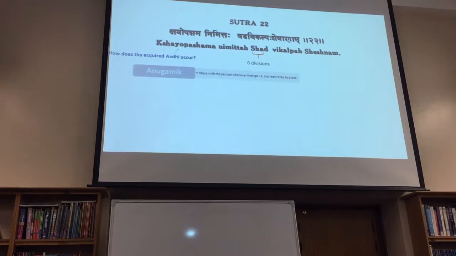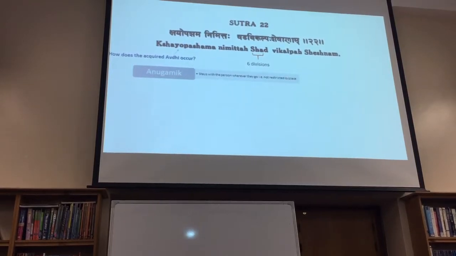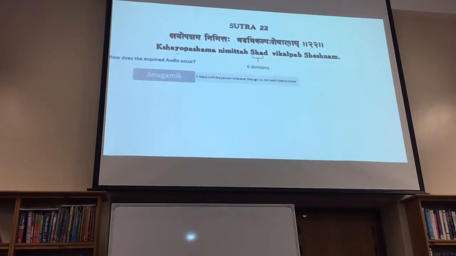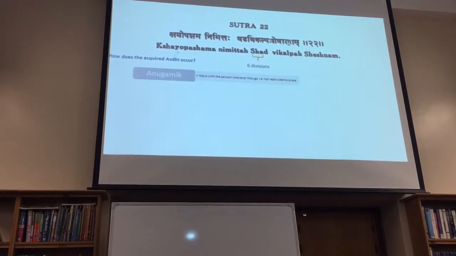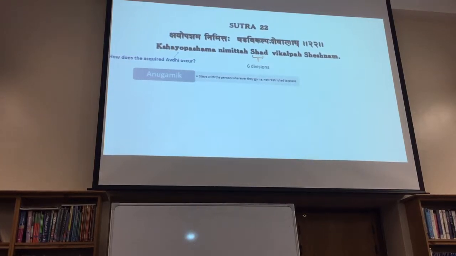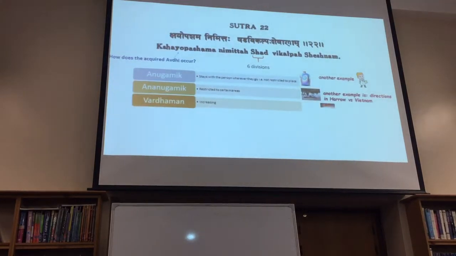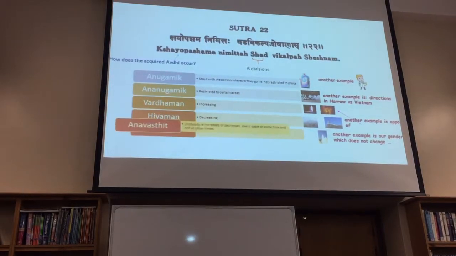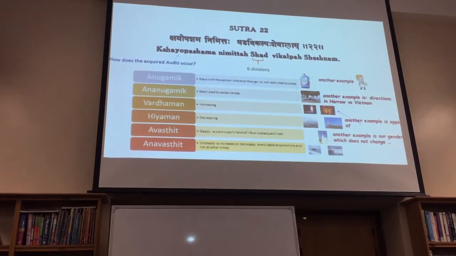So let's look at the next one. Shayopasham nimittah, Shayopasham nimittah, Shad vikalpa sheshanam. Shad means six. Vikalpa seshanam. So how does the acquired avdhi occur? What are the different forms of Avdhijnana? Okay, in the interest of time I'll go a bit quicker. Avdhijnana can be of six types.